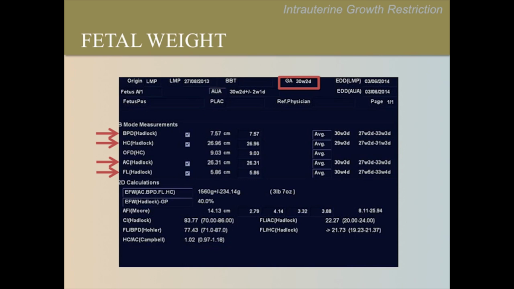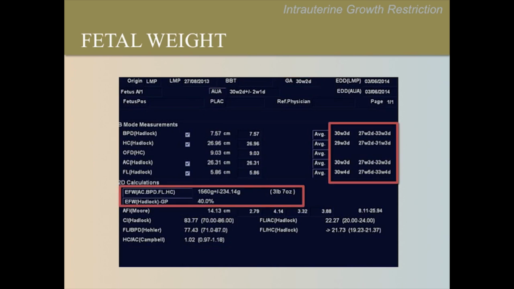The red arrows on the left indicate the measurements in centimeters taken by the sonographer for biparietal diameter, head circumference, abdominal circumference, and femur length. Next, we see how the ultrasound machine assigns an estimated gestational age to each of these measurements and an overall estimated fetal weight, or EFW, of 1,560 grams. The red box on the right shows an estimated gestational age for each of the measurements taken.